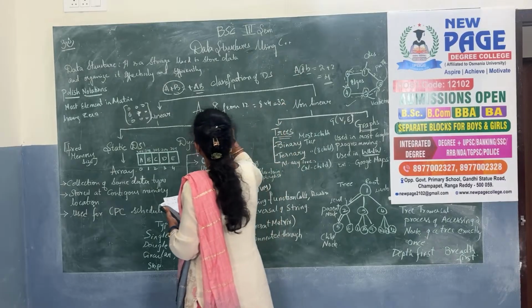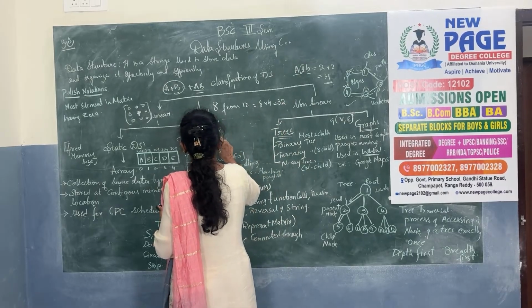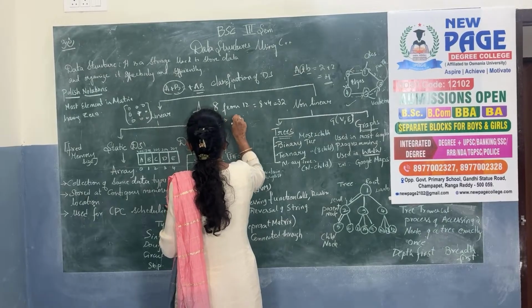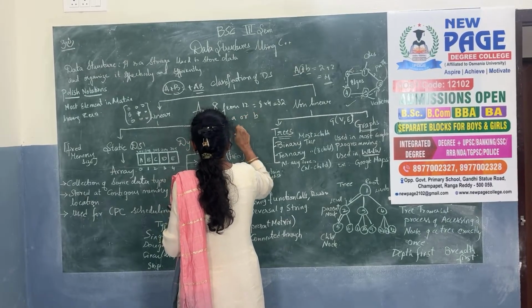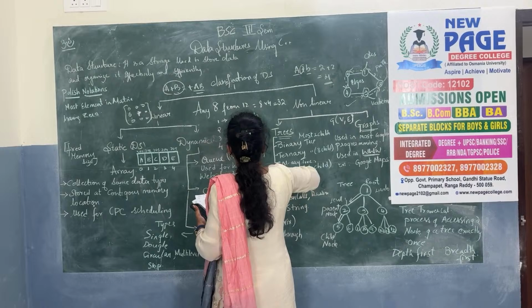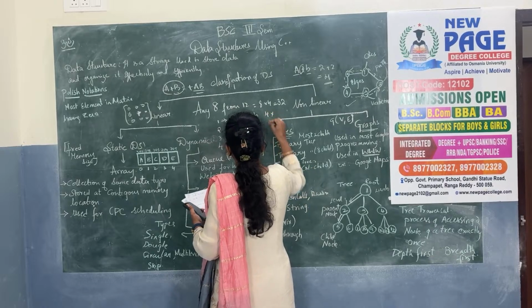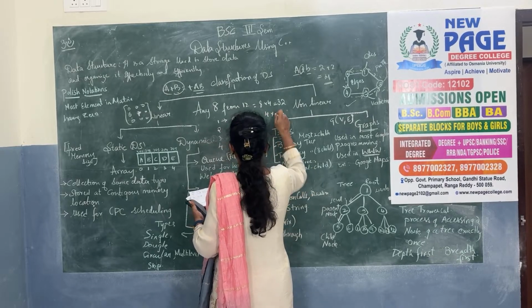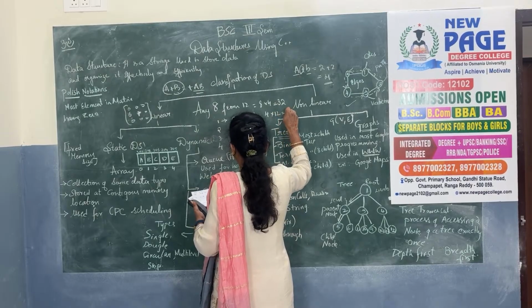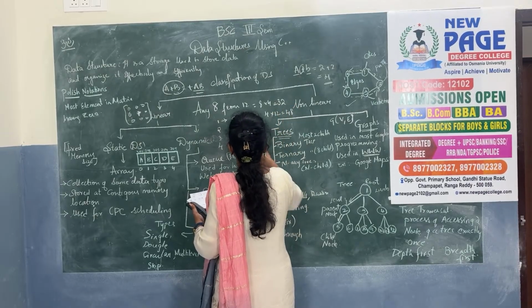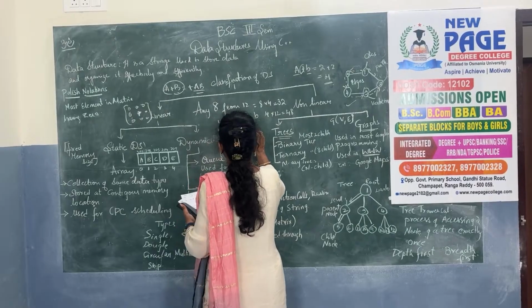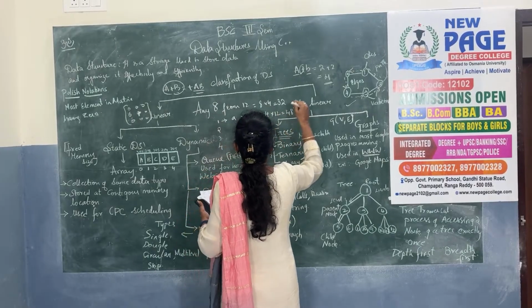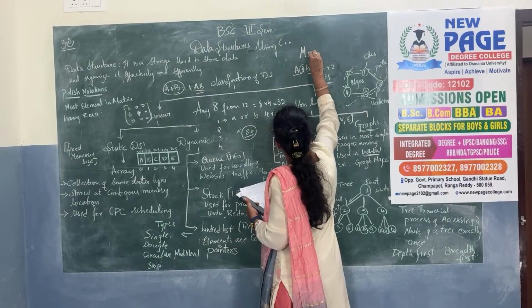Now you have 4 units. 4 questions will be there, A or B. You need to answer any one from them. So each carries 12 marks. That is 48. 48 plus 32 is total 80. Maximum marks is 80.